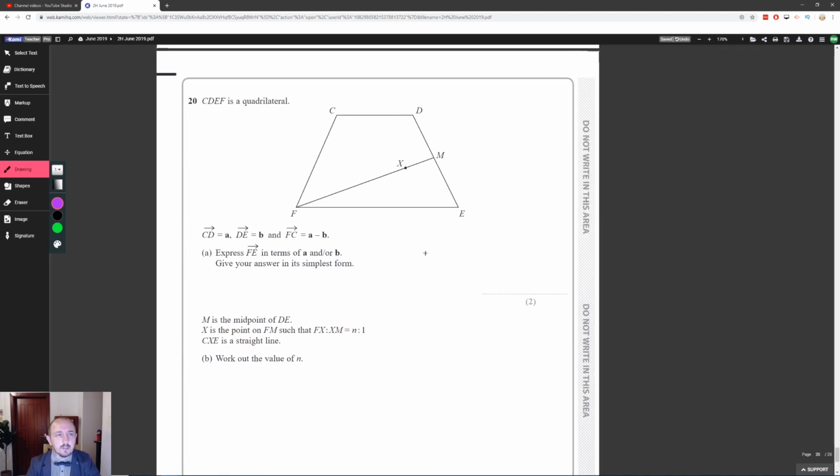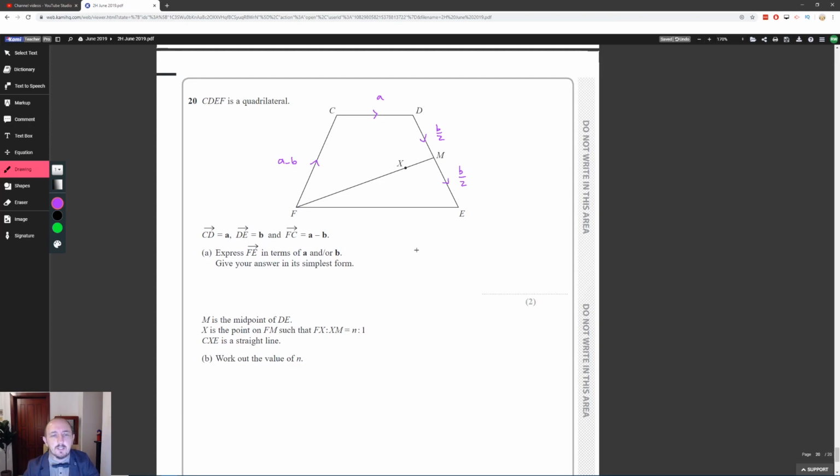Okay, last question here. We've got some vectors. What do we have here? CD, that's A. D to E is B. And M is the midpoint. So we've got a half B here and another half B there. And that's going in that direction. F to C is A minus B. And we need to find F to E.